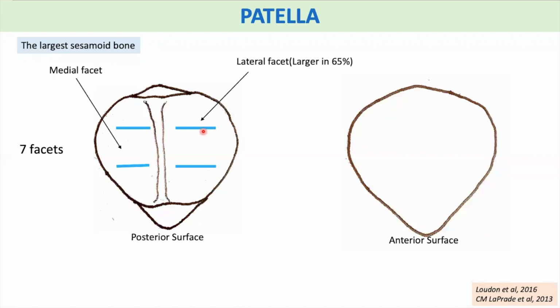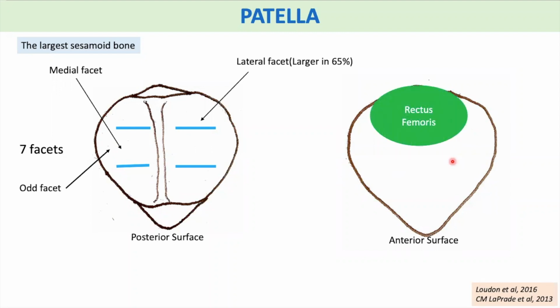These facets are further subdivided by horizontal ridges into 7 facets, one more being here, that is the odd facet. In the terminal degree of extension, this odd facet comes in contact with the medial condyle. This is the posterior surface, and this is the anterior surface.